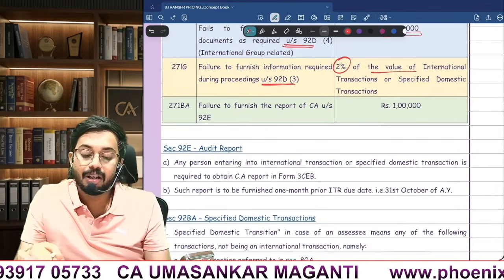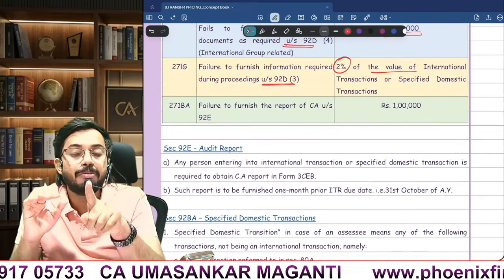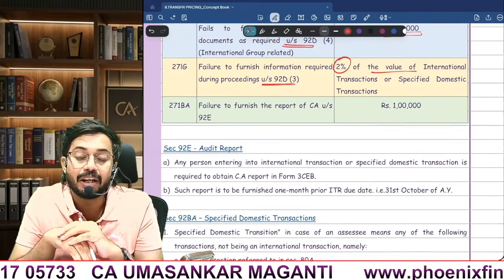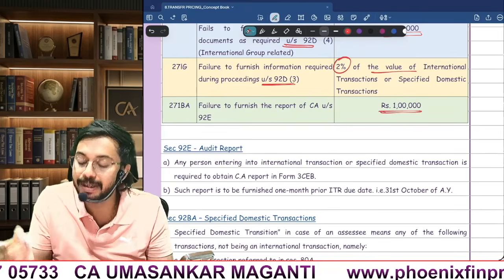Next, I already told you, whenever transfer pricing provisions are applicable, you are required to get your books of accounts audited by a chartered accountant. If you fail to get your books of accounts audited, penalty is 1 lakh rupees.